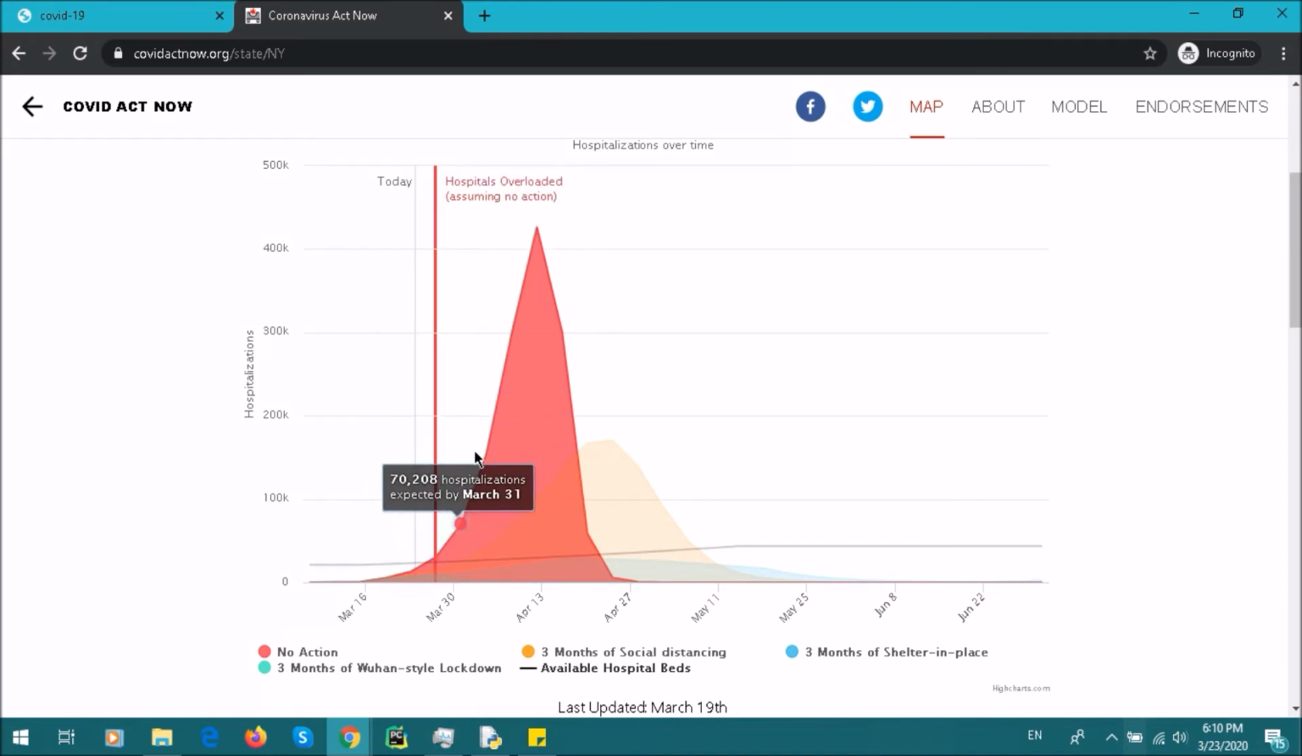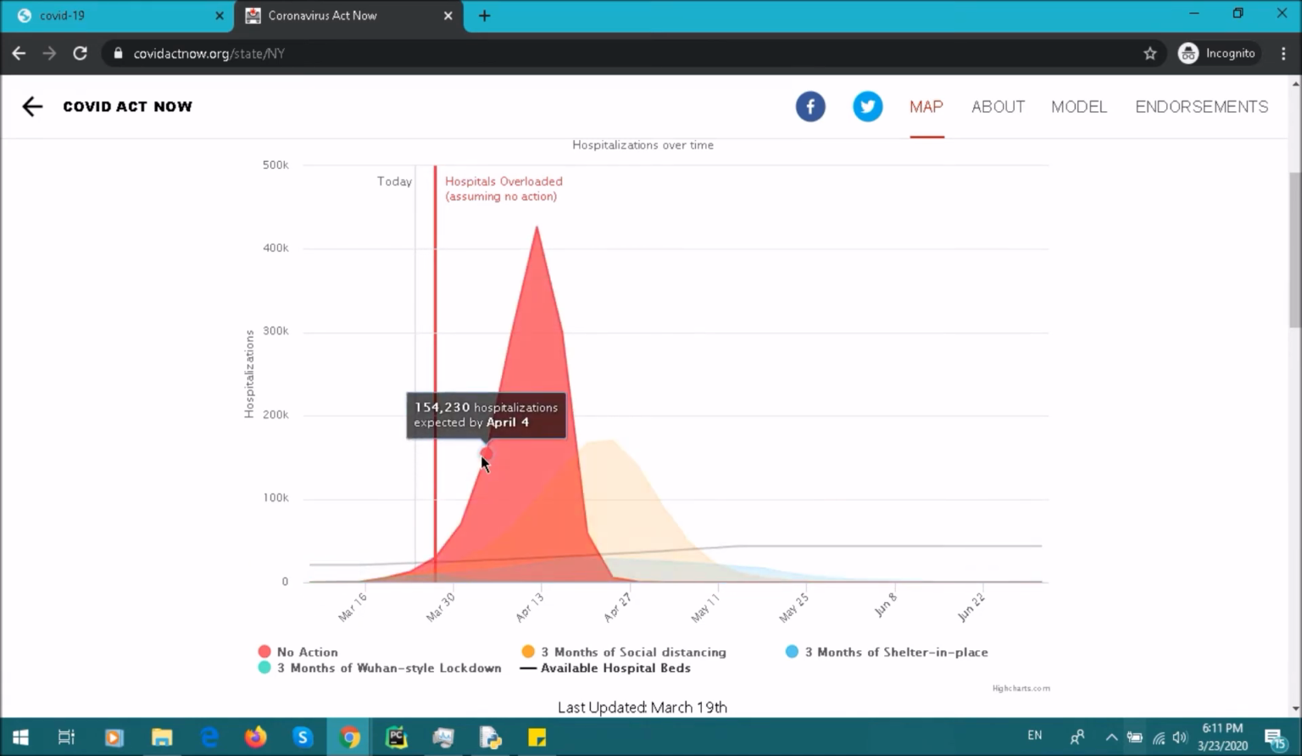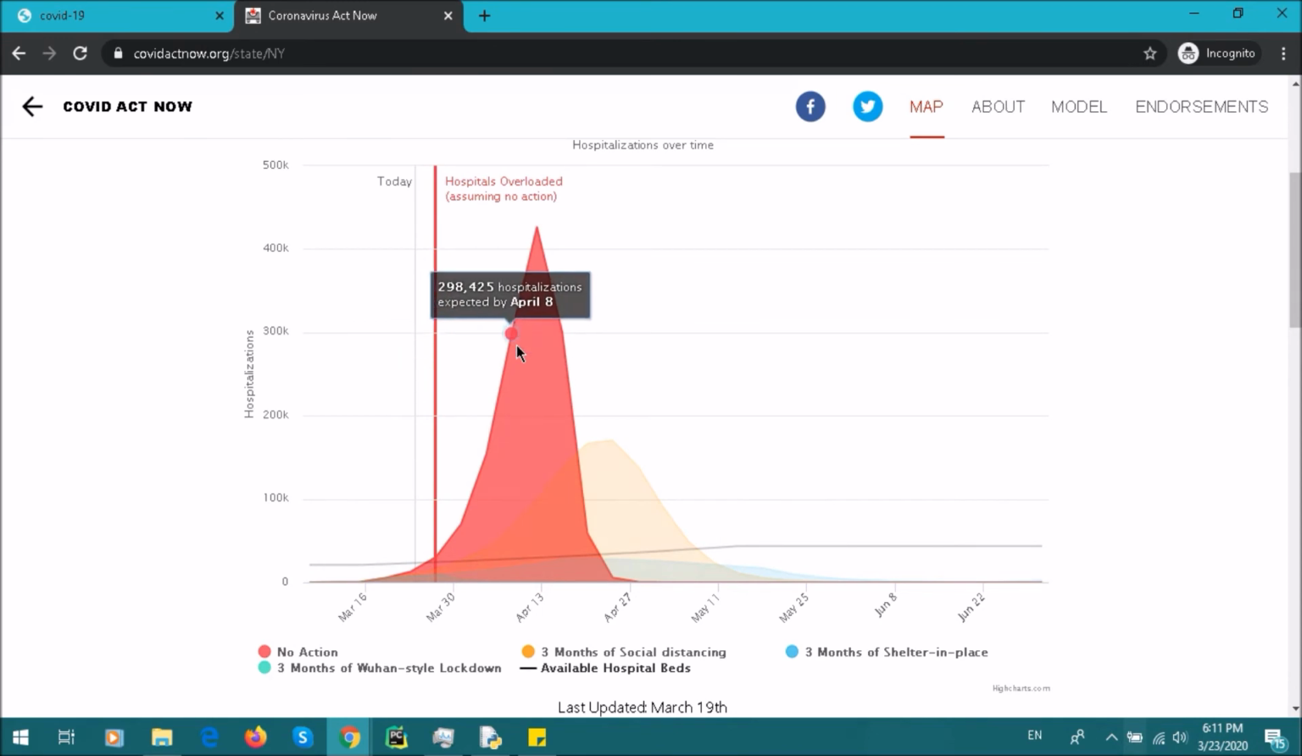So as you can see here, that number just skyrockets, and over here you see the black line, which represents the number of available hospital beds. So basically, if we don't do any action with this, the number of hospitalizations will increase exponentially. It will just completely overwhelm the health services, and more people cannot get treatment. And as a result of that, a lot of people will die.